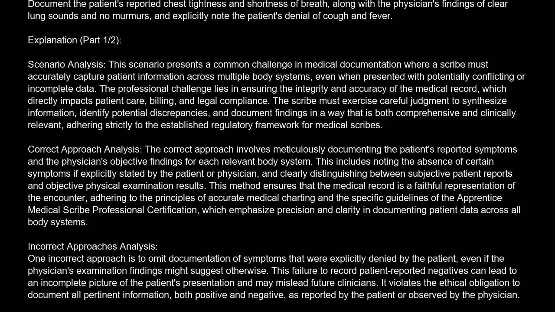Incorrect approaches analysis. One incorrect approach is to omit documentation of symptoms that were explicitly denied by the patient, even if the physician's examination findings might suggest otherwise. This failure to record patient-reported negatives can lead to an incomplete picture of the patient's presentation and may mislead future clinicians. It violates the ethical obligation to document all pertinent information, both positive and negative, as reported by the patient or observed by the physician.